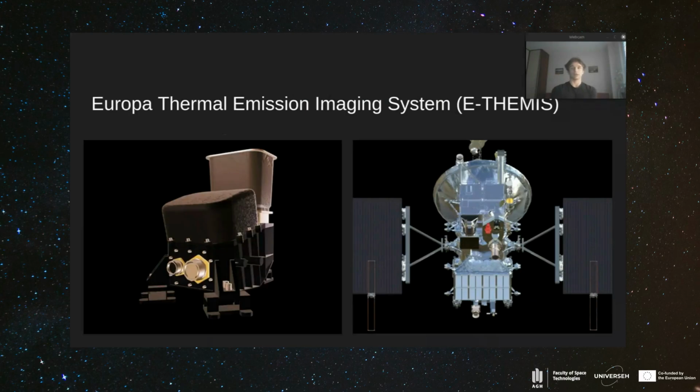E-THEMIS is responsible, as I said before, for mapping Europa's surface in infrared light. More accurately, it's responsible for mapping the surface temperatures. Those temperatures will show us where the thickness of the ice on the Europa is smaller, where it's thicker. Also, with that, we'll be able to detect plumes or near surface liquid water.